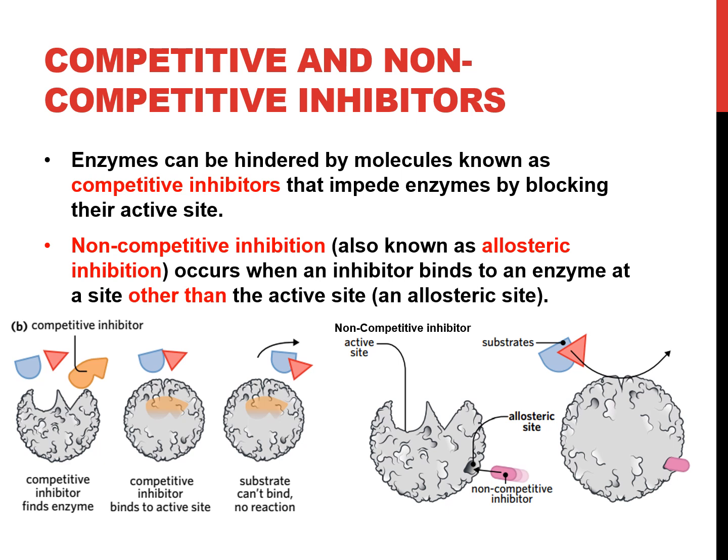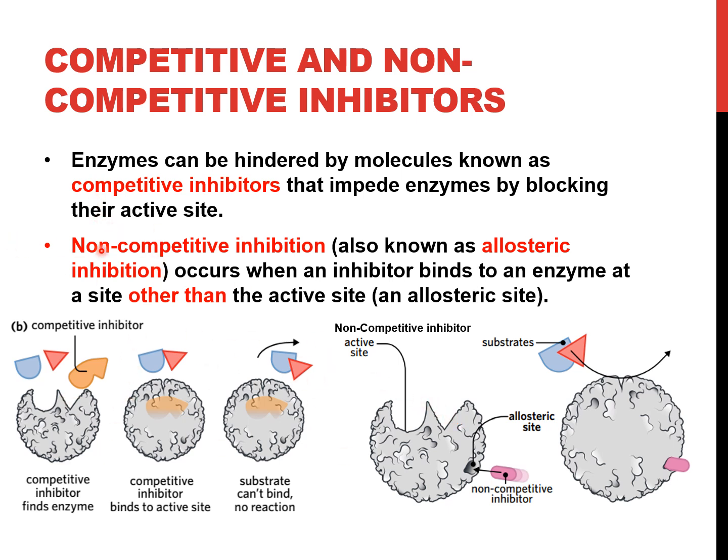So enzymes can be hindered by molecules known as competitive inhibitors. They impede enzymes by blocking their active site. So that's your competitive inhibitor here, this orange molecule. That comes in and it will sit right there in the active site, and block these two substrates from coming in, so they can no longer do their job. And therefore it's competitive because it gets to the site first and it stops them from entering the active site. So no products are created.